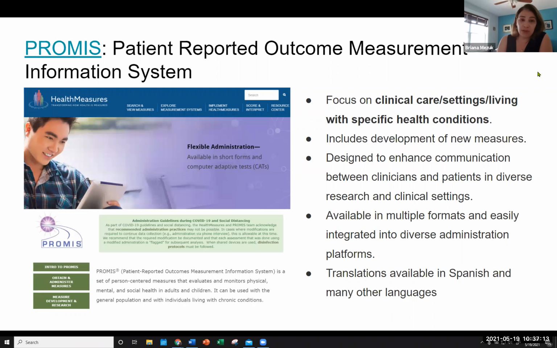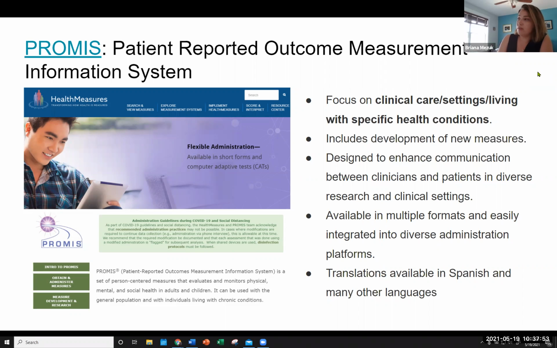Another toolkit or resource for measures is PROMIS, which stands for Patient Reported Outcome Measurement Information Systems. PROMIS is intended, as the name implies with the word patient, for clinical settings or clinically oriented research, or for when you're trying to understand something among people who are living with a specific health condition. It also includes criteria or advice for the development of new measures, which I'll talk about after I talk about these resources. Again, they're designed to enhance patient-oriented outcomes research.